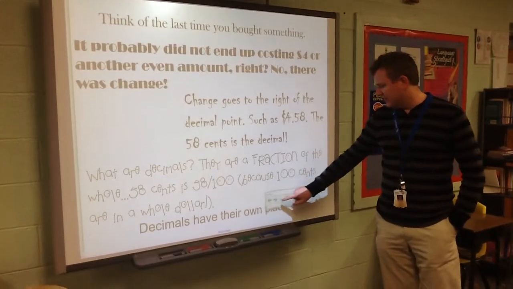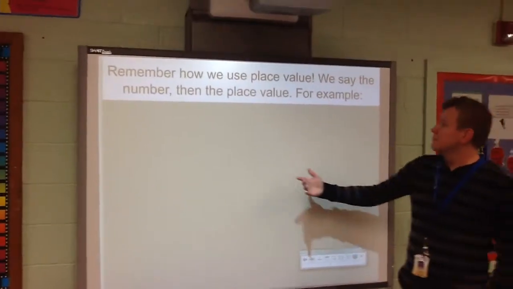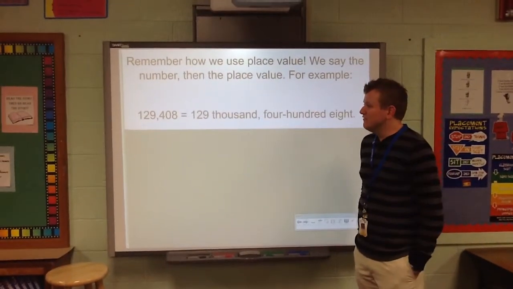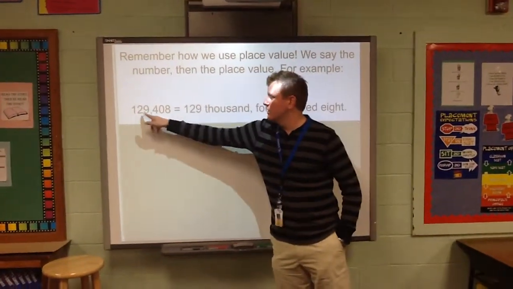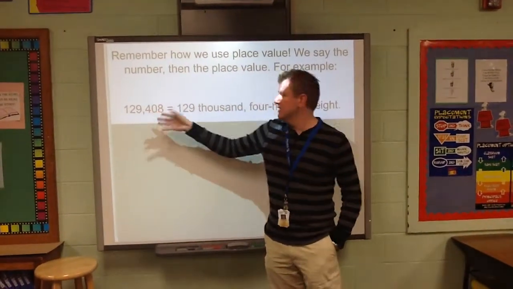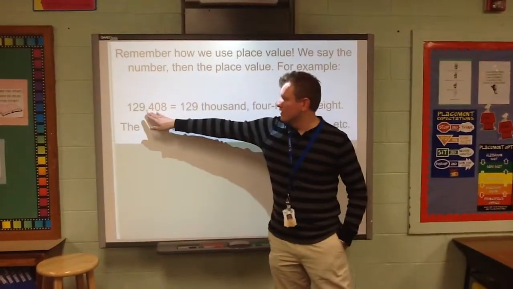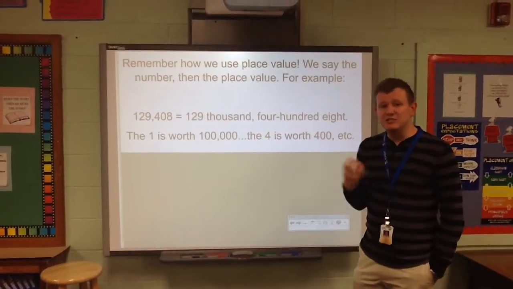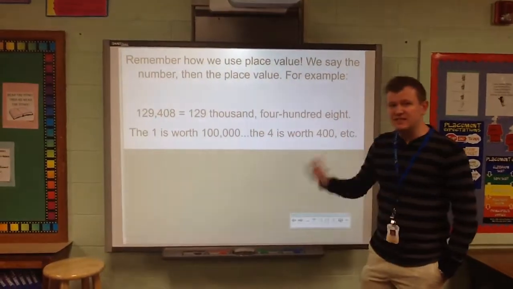Decimals have their own place value, which we're going to look at right now. Remember how we use place value? We say the number and then the place value. For example, 129,408. We say it, and then we say the place value. 129, just like it's written, and then we say the thousands period. So 129,000, and then 408. The 1 in this number is worth 100,000 because it's in the hundred thousands place. And the 4, which is right here, is worth 400 because it's in the hundreds place.